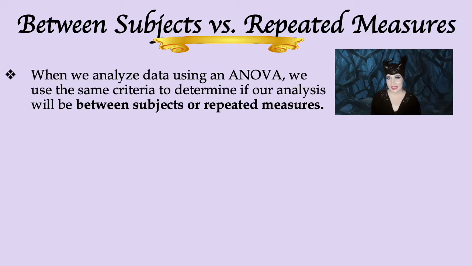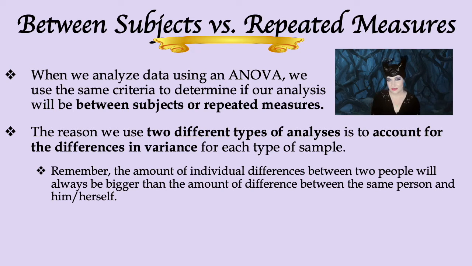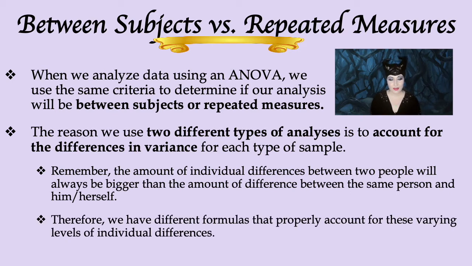So when we analyze data using an ANOVA, we use the exact same criteria to determine if our analysis will be between subjects or repeated measures. Let me remind you that the reason we use different types of analyses is to account for the differences in the variance for each type of sample. Remember, the amount of individual differences between 2 people will always be bigger than the amount of difference between the same person and him or herself over time. Therefore, we have different formulas that properly account for these varying levels of individual differences.